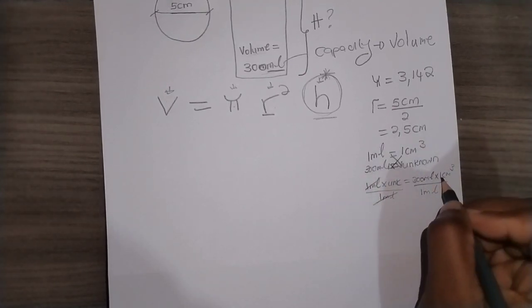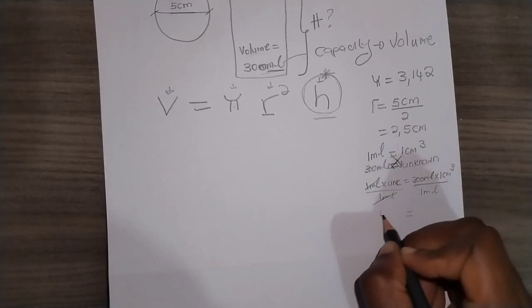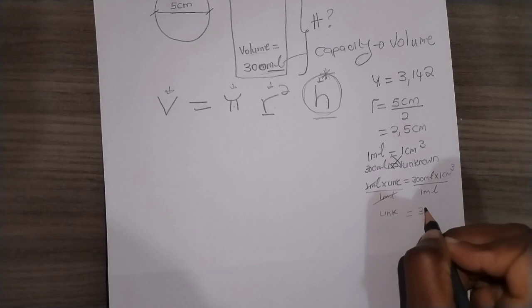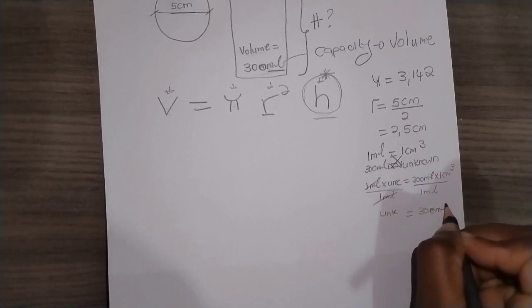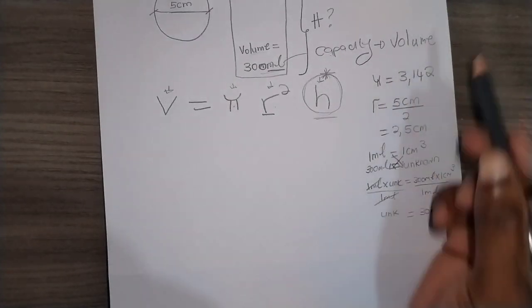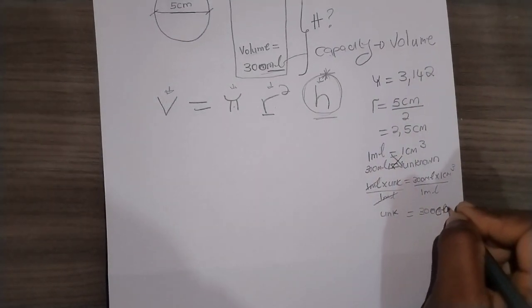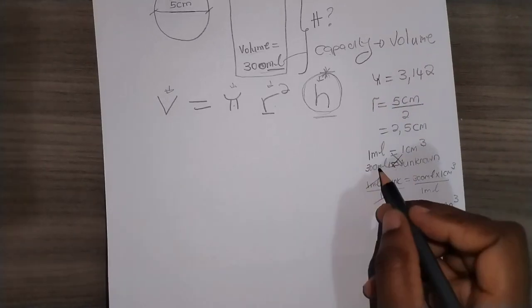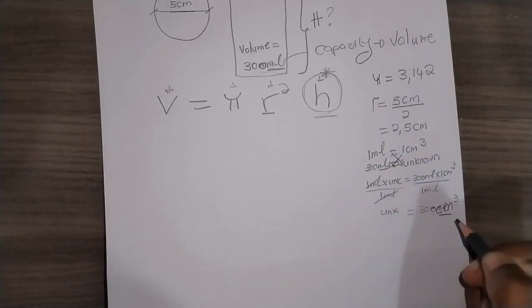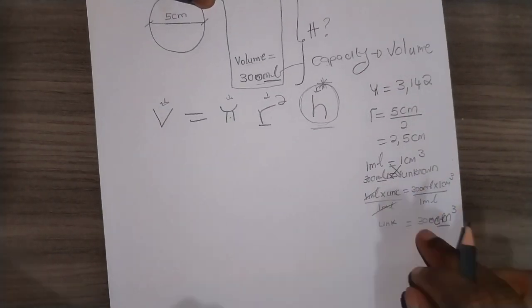And then that's 300 times 1 divided by 1, which will equal, if you use the calculator correctly, our unknown is actually 300. Now remember, our unknown is what? It is volume. We are converting capacity to volume. Therefore, it's 300 centimeter cubed. It was 300 milliliters. Now it's 300 centimeter cubed. So we can now move on to substituting in our formula.